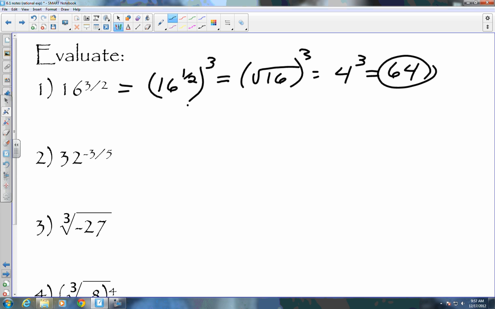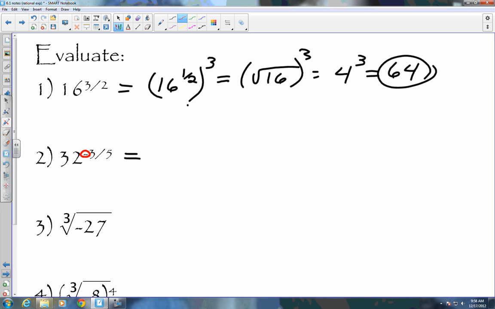Okay. So let's look at one where I have a negative exponent involved. Now, you can do these in different orders, but myself, when I look at a negative exponent, the first thing I want to do is deal with the negative exponent. They're confusing, so deal with that first.